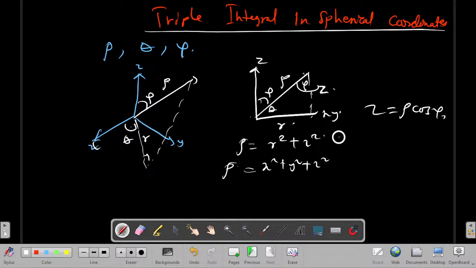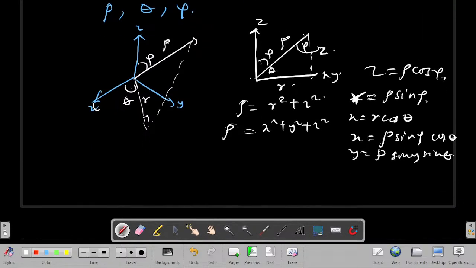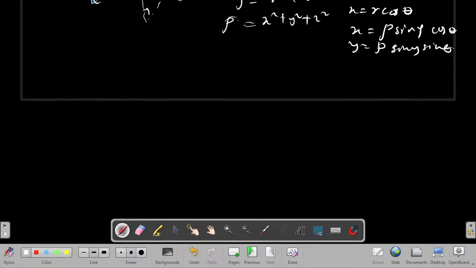Then you also know that your x will be equal to what? Now you have r. So r is simply equal to rho sine phi, right? Rho sine phi. And you know definitely that if I have r and I want to find x, x is equal to r cos theta. Therefore, replacing this, I'll have x equal to rho sine phi cos theta. My y is going to be rho sine phi sine theta. So that is how we change variables from the Cartesian coordinate to spherical coordinates.